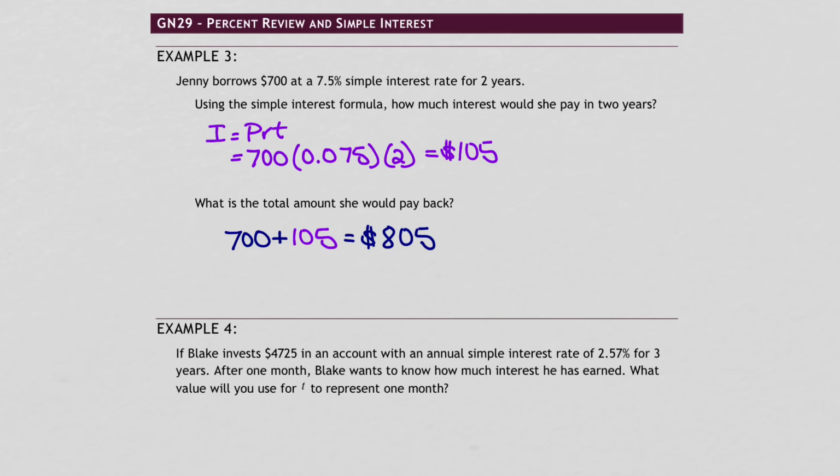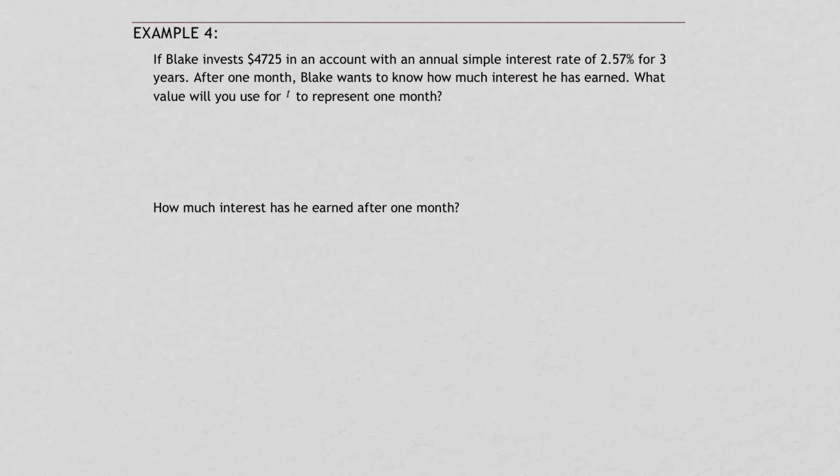Example 4 says if Blake invests $4,725 in an account with an annual simple interest rate of 2.57% for 3 years. It says after 1 month, Blake wants to know how much interest he has earned. What value would you use for T to represent 1 month? Well, your T is always in years, so you would need to take just 1 month out of how many months are in a year. There's 12. So T would be 1/12.